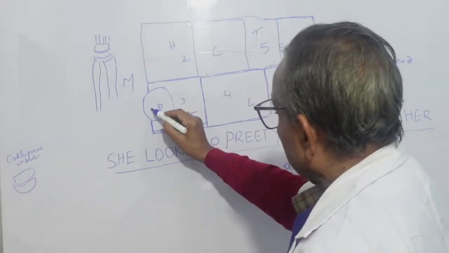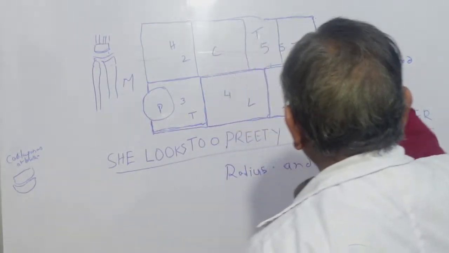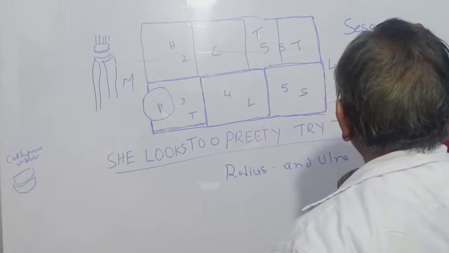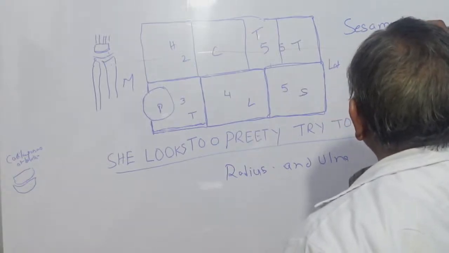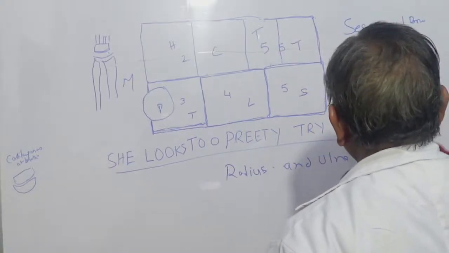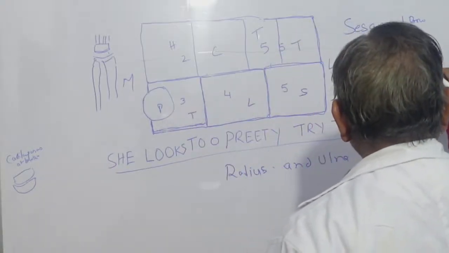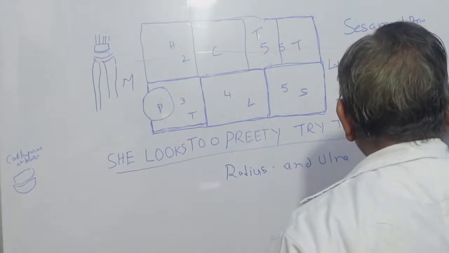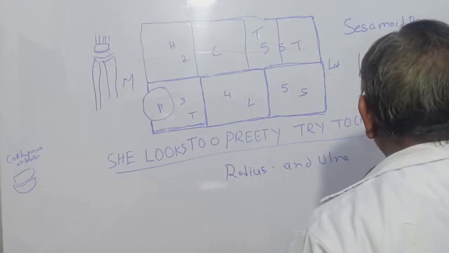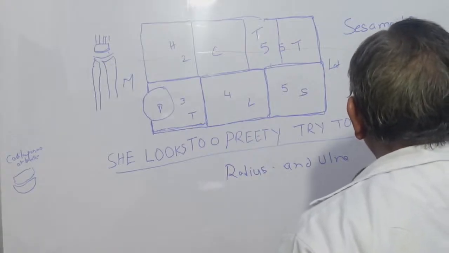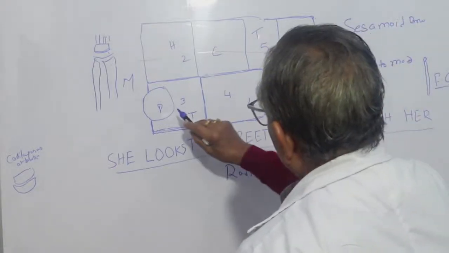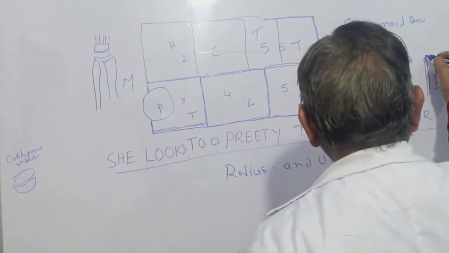This pisiform is a sesamoid bone. It is called a sesamoid bone. The sesamoid bone is that bone which develops in tendons. Here medially there is the tendon of flexor carpi ulnaris. You will know it later on as FCU. Here, this pisiform bone develops in the tendon.